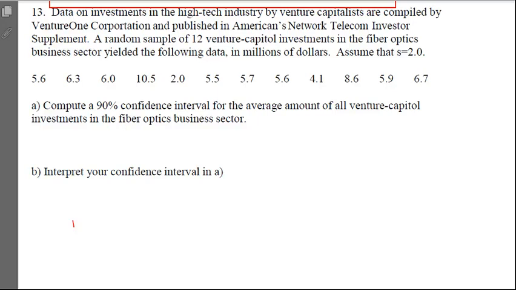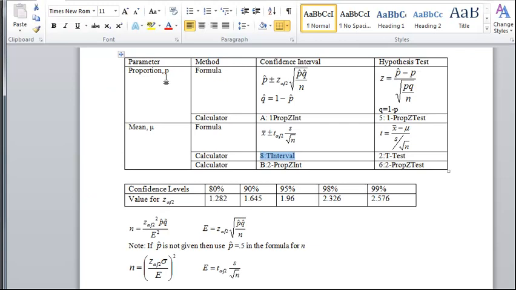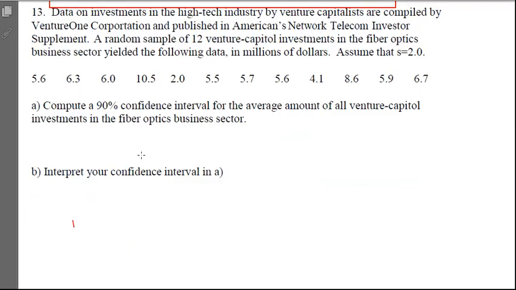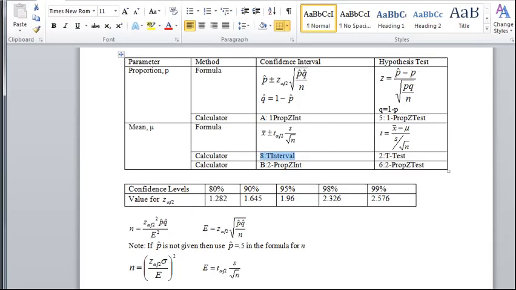Hey everyone, we are going to start on page 3 of the sample exam 2B in your course packet. This is problem 13, and I'm given data for 12 venture capital investments, and I'm asked to calculate a confidence interval. I'm either going to calculate a confidence interval for proportion or for a mean. But I see the word average. I'm also given s. Those are two big clues that I want a confidence interval for a mean. And so I'm either going to use this formula right here or this calculator function right here.